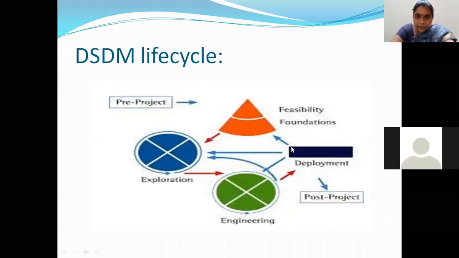So that is what we are showing in these blue arrows, right? This blue arrow shows that again a new functionality is identified. So again return back, starting from feasibility, again this exploration, again this engineering. Why? Because a completely new thing should be added again.